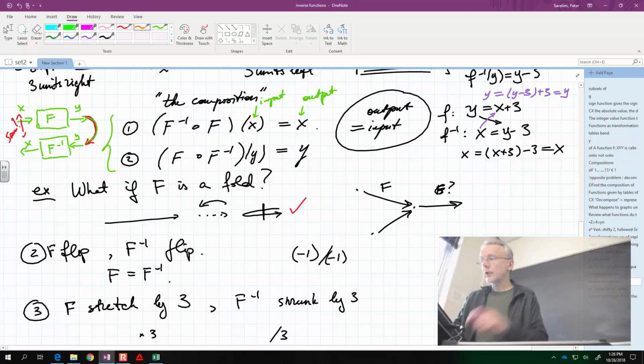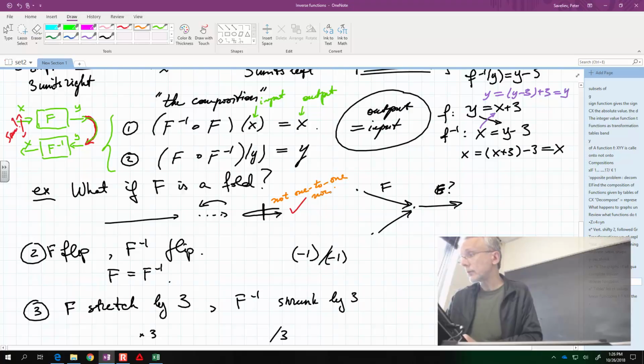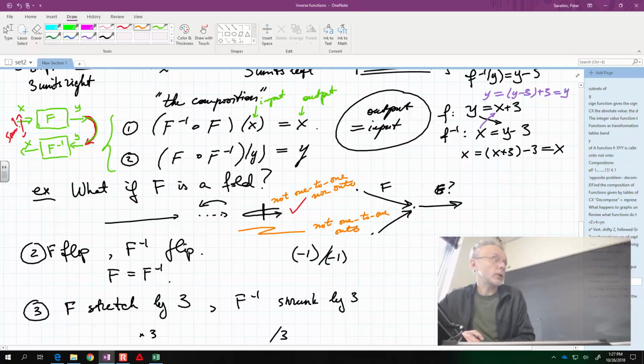Which one? So this fold in half is what? It is not one-to-one, nor onto. But you can think of a fold that is not one-to-one, but onto. If you fold it like this, it's still a fold, so it's not one-to-one, but it is onto.